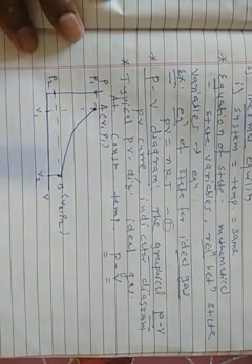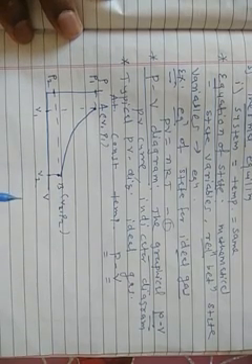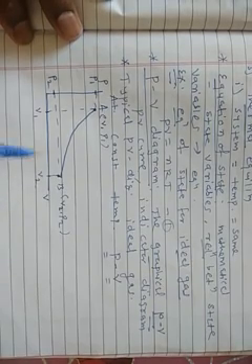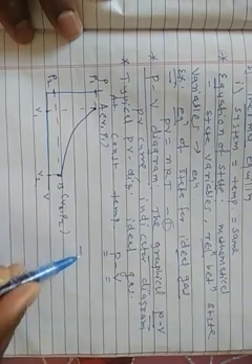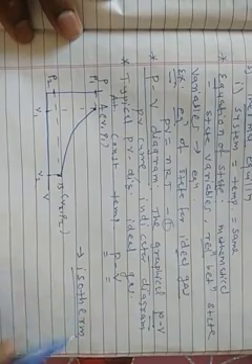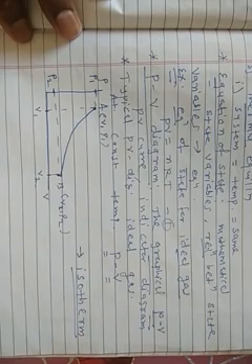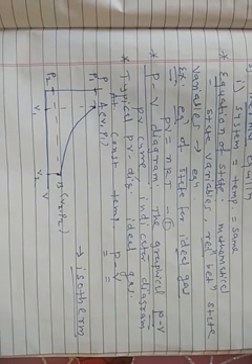This is known as a PV diagram for ideal gas. Remember, in this PV diagram, we have drawn the pressure and volume curve at constant temperature. So this curve is known as isotherm. Why is it known as isotherm? Because this is a PV diagram drawn at constant temperature.